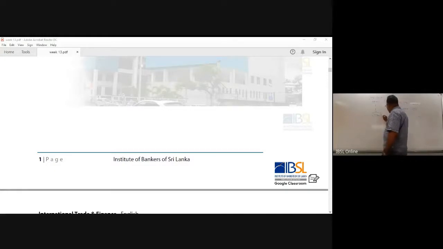I'll give a denomination here. Dollars. Applicant is in Sri Lanka. And the beneficiary is in Japan. Right. So the beneficiary wants the applicant to get a confirmed letter of credit.